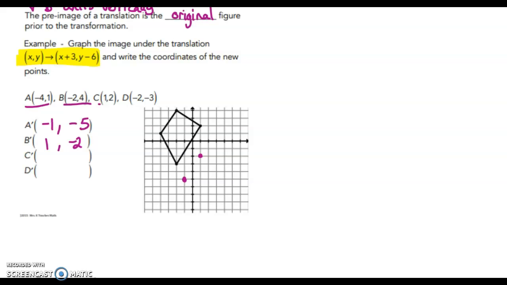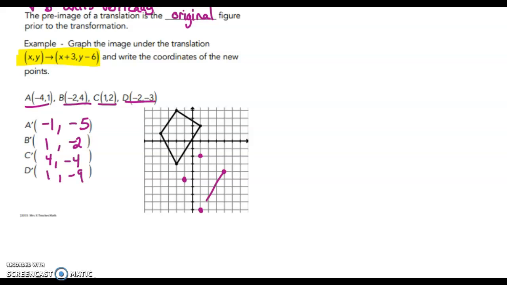Then the point C, (1, 2), turns into C prime. Remember, C prime is just the image of the original C. So 1 plus 3 is 4, and 2 minus 6 is negative 4. So (4, negative 4) is right there. Then D, (negative 2, negative 3): negative 2 plus 3 is 1, and negative 3 minus 6 is negative 9. So (1, negative 9) is going to be all the way down here.